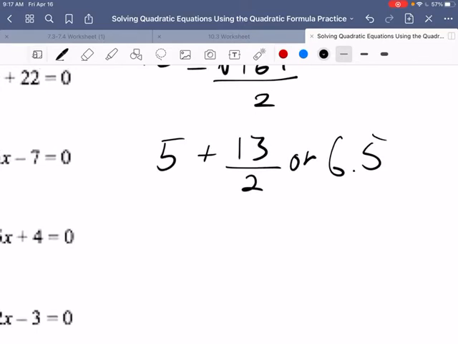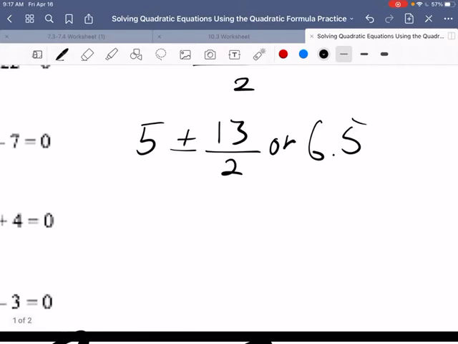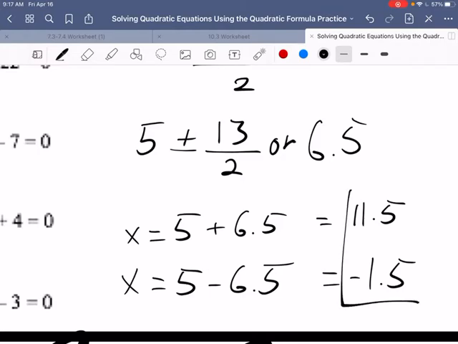So now, make sure we do plus or minus. We've got to solve for both x's. So we're going to say x equals 5 plus 6.5, and x equals 5 minus 6.5. Okay, these are going to be our two answers for x. So that's going to be x equals 11.5 and x equals negative 1.5. Okay, so those would be our two answers for x.